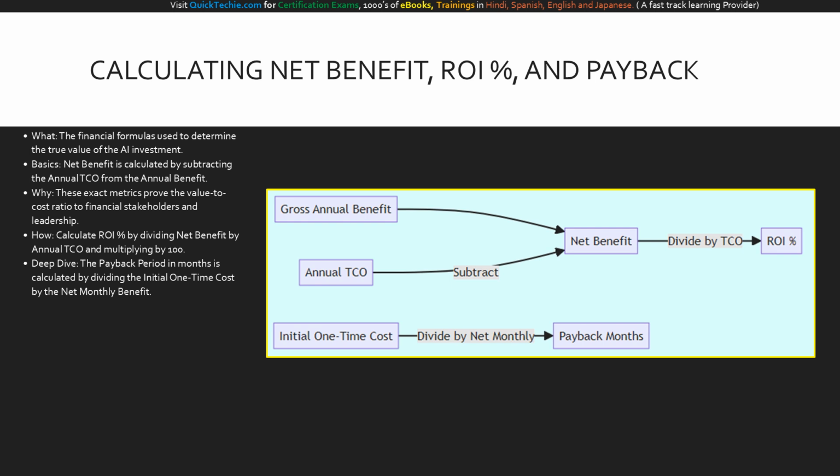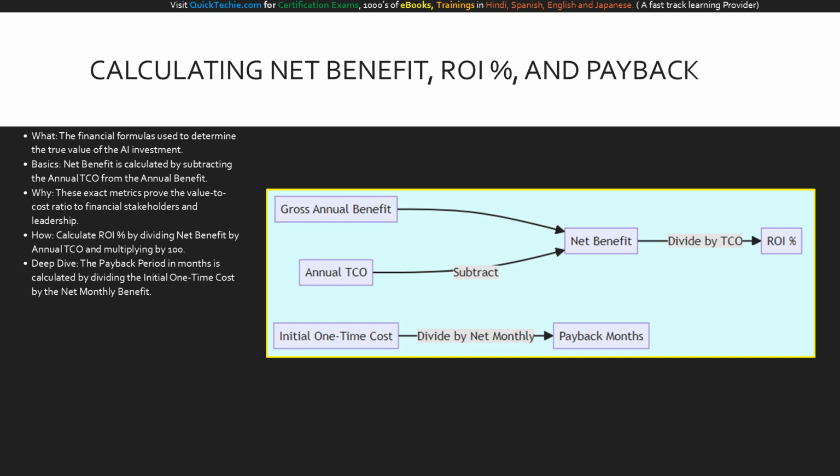How do we calculate the final ROI percentage? You calculate the ROI percentage by dividing the net benefit by the annual TCO and then multiplying by 100. For our deep dive, we must also present the payback period. This tells leadership how fast the investment breaks even. The payback period, expressed in months, is calculated by dividing your initial one-time cost by your net monthly benefit. These 3 numbers, net benefit, ROI percent, and payback, form the core of your business case.